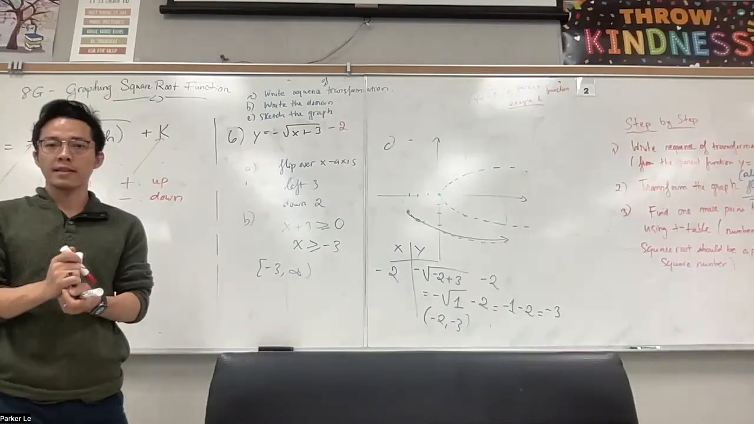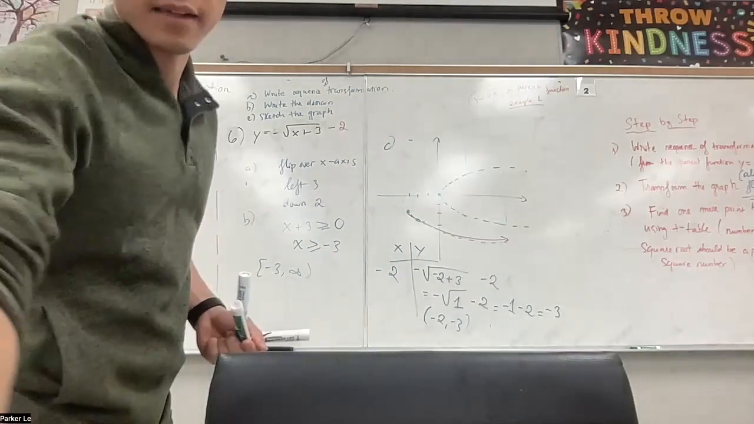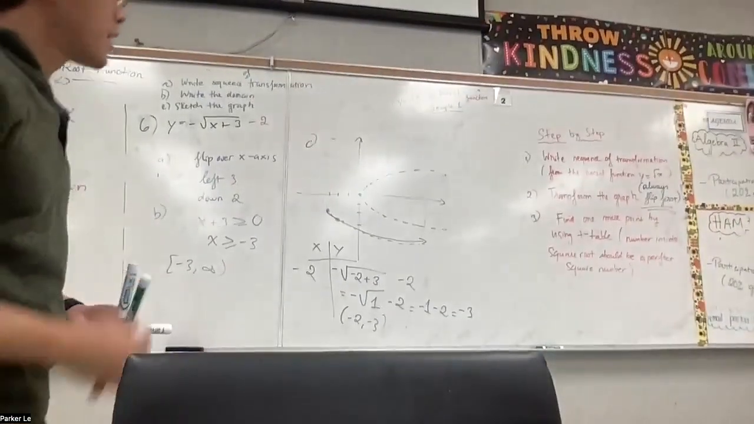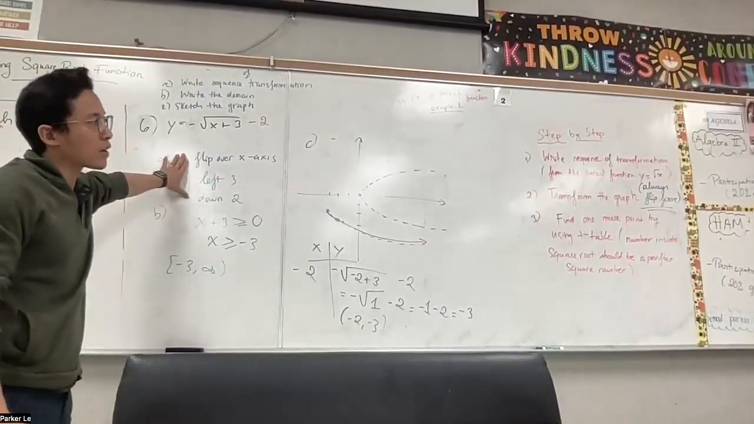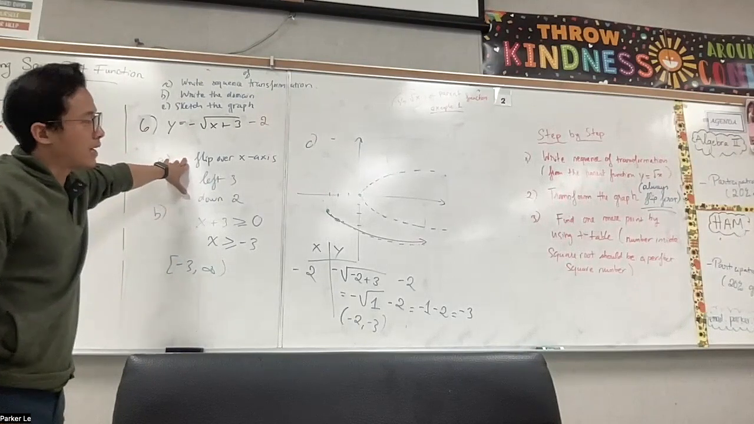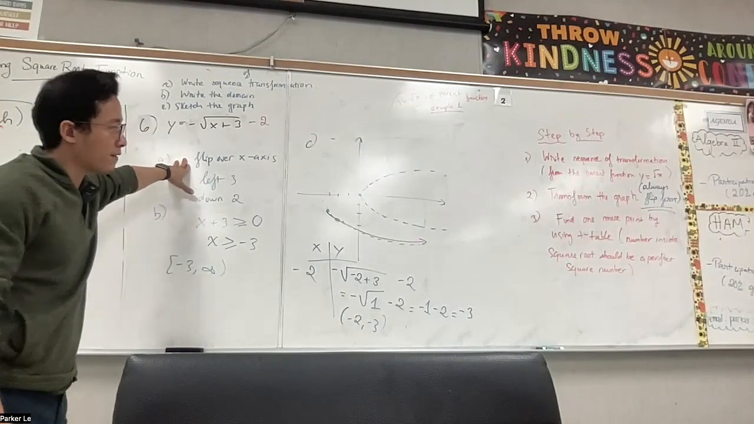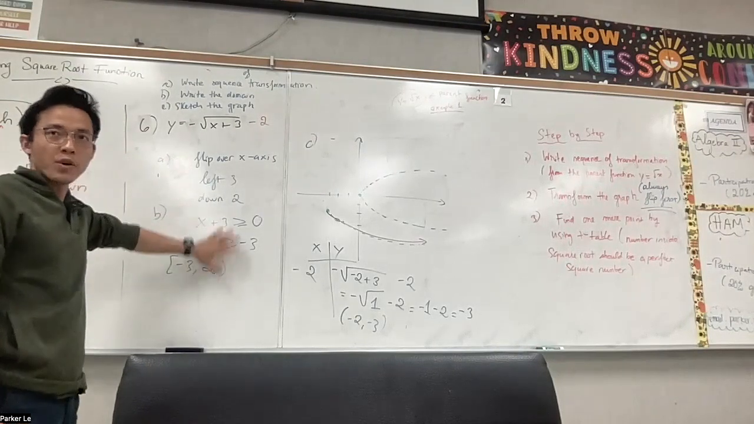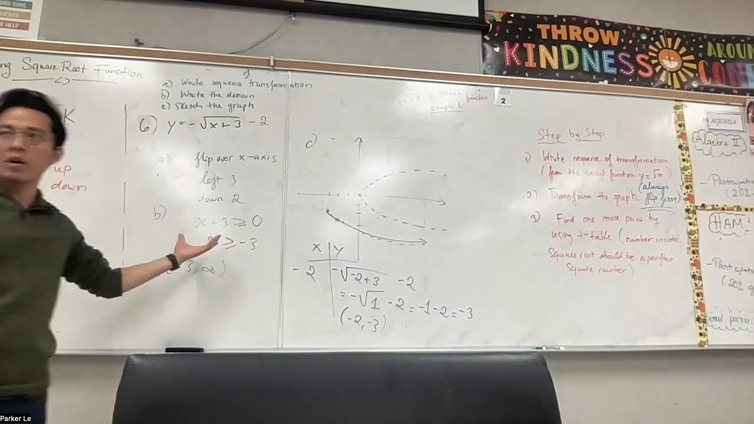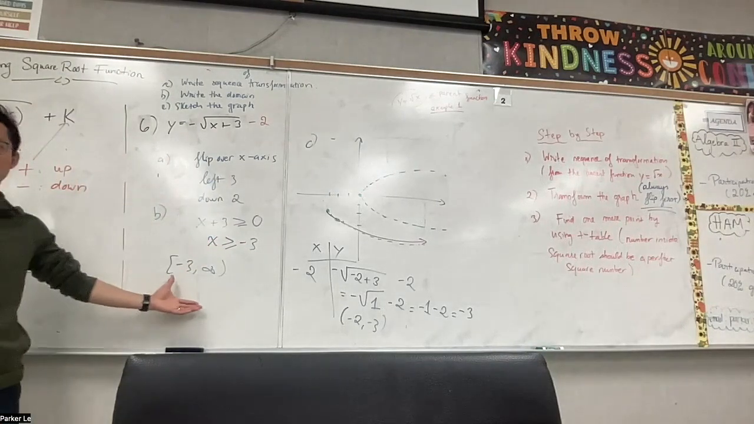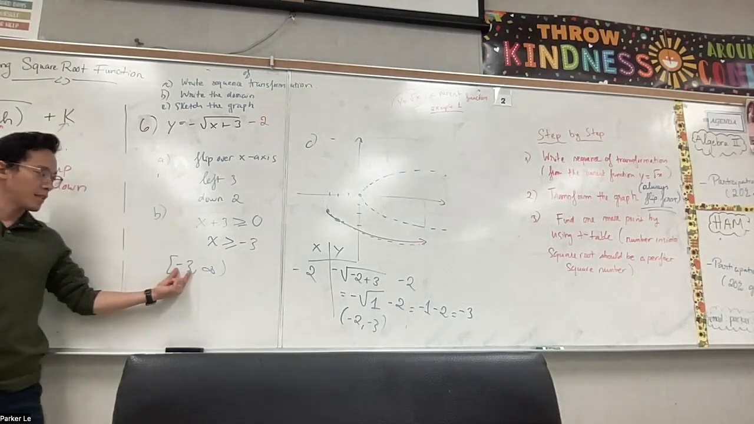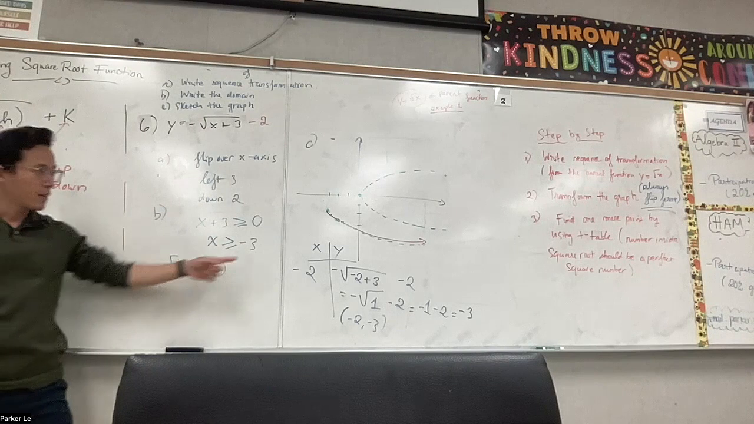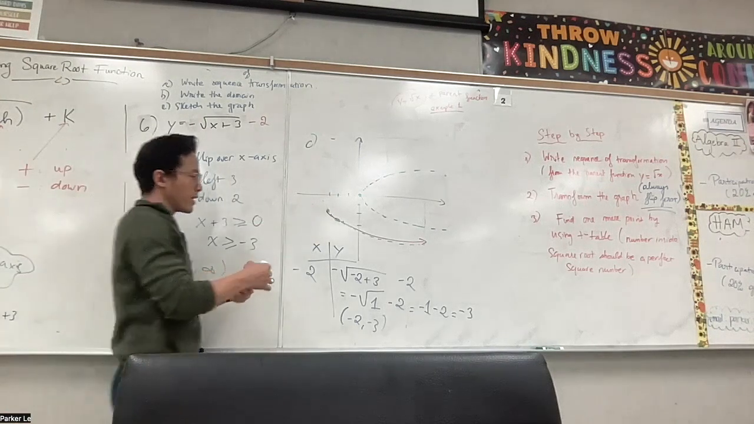Does it make sense? Yeah. So step by step, write the transformation. This is the first step. And then second step, you transform the graph. The domain is for you. You may wonder why we need the domain, we didn't use it. No, domain is for you to check. The graph needs to start from -3.